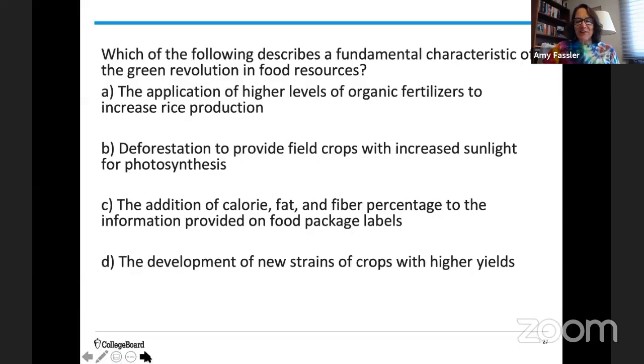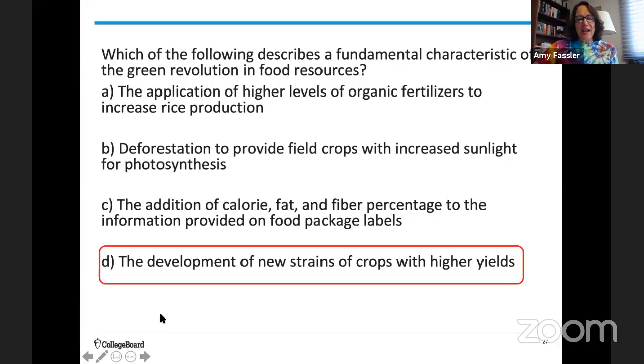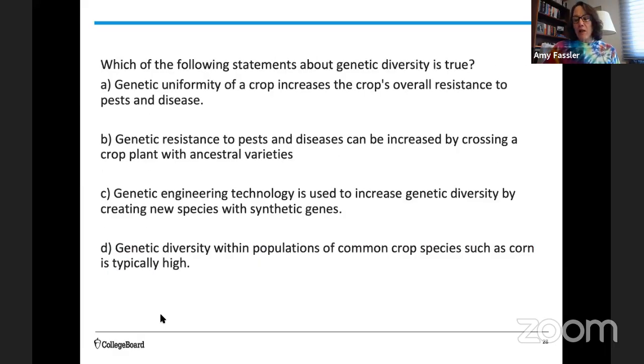So let's do a quick check for understanding, a couple multiple choice questions on what we just covered. Which of the following describes a fundamental characteristic of the green revolution in food resources? Question or choice A at first may have looked like it was pretty good, but remember it implies developing a new strain of crop, primarily wheat and rice, that had very high yields. Which of the following statements about genetic diversity is true?